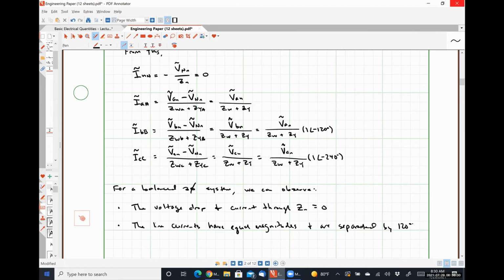So as a consequence of the line currents having equal magnitudes and a phase separation of 120 degrees, what can we say about the phase currents through our load? They will have the same magnitudes and same separation here, because for this YY system, the line currents and the phase currents represent the exact same quantity.